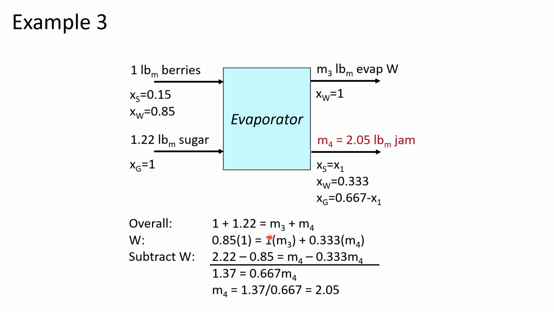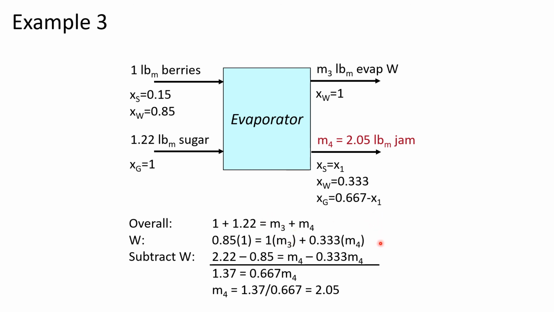If we didn't have that, what we could do is take one of the equations and multiply it by something that will convert the coefficient of M3 in the overall balance to the same value in the water balance. Or if we had the M4 term, we can multiply it by a number that would convert the coefficient of M4 in this equation to the coefficient in the water balance. So for instance, if I had taken the overall balance and multiplied by 0.333 and then subtracted, this term here would cancel with this term, and we'd be left with an equation that involved M3 alone.